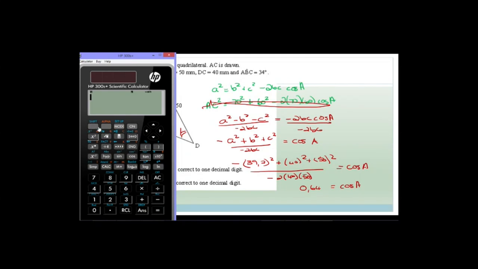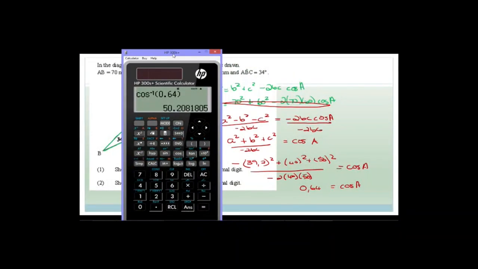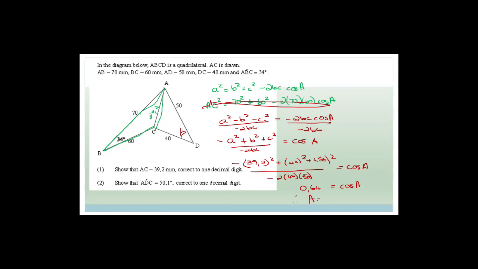So let's do it again. Shift cos of 0.644, close bracket, equals 50.2, and that's exactly what they wanted. Okay, they wanted 50.1, but that's a rounding error. So therefore, we can say A is equal to 50.2 degrees. And if you said 50.2 in the exam, they asked you for 50.1, it's fine. There is room for rounding errors. But if there are subsequent questions that require that you use that answer, then obviously you need to use what they have supplied.